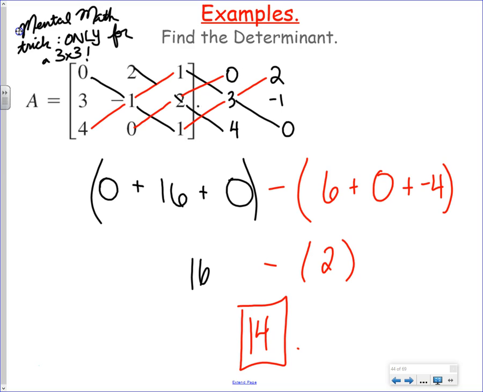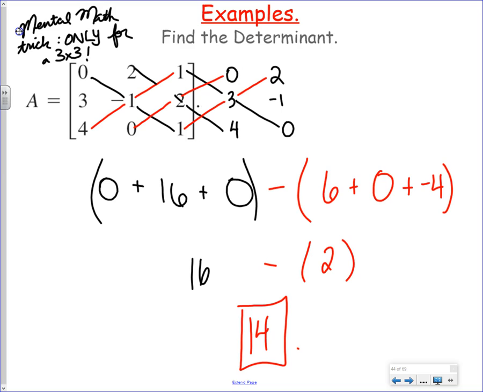See it? Yeah, it's so easy. That's why this is dangerous. It's a dangerous trick. Some people who like mental math like being able to quickly check a 3 by 3. The dilemma is it doesn't work on anything higher. 4 by 4s, 5 by 5s, 6 by 6s, no. Only a 3 by 3.